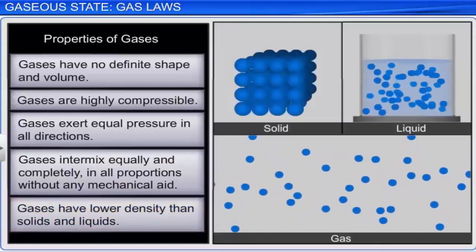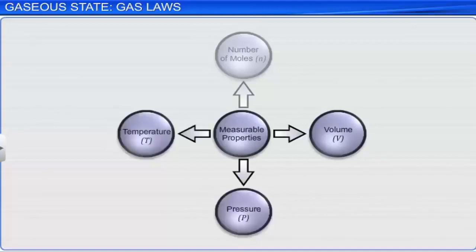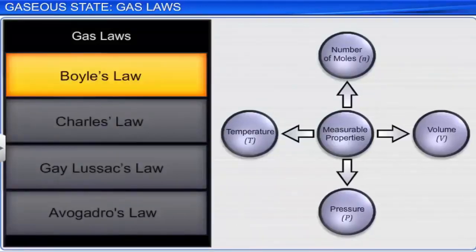The behavior of gases is governed by gas laws, which define the relationship between measurable properties such as volume, V, pressure, P, temperature, T, and the number of moles, N. These properties are interdependent and describe the state of the gas. The four main gas laws are Boyle's law, Charles' law, Gay-Lussac's law, and Avogadro's law.